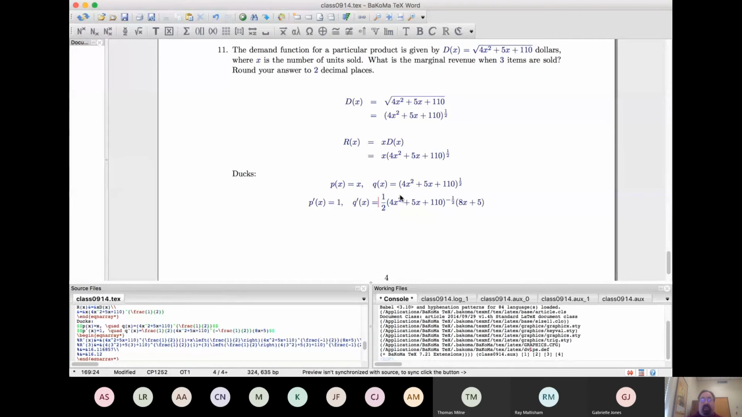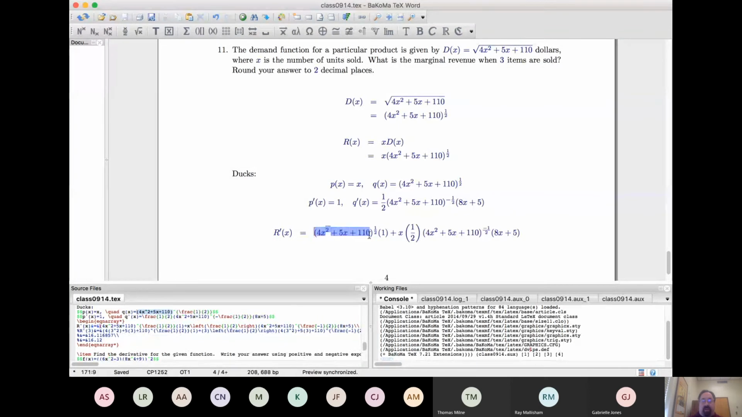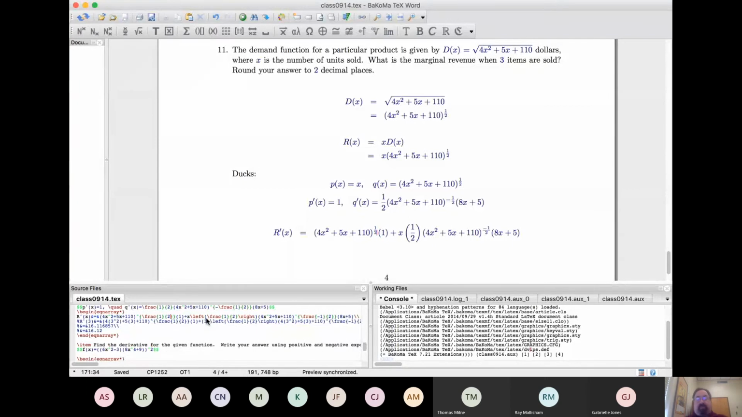So these are all the pieces you need to get a derivative of your revenue function. And we see here how those pieces are put together. Here we have Q times the derivative of P, which is just 1, plus P, that's just X, times the derivative of Q. And we have all of that down here. There isn't really any particularly helpful simplification that can be done here.